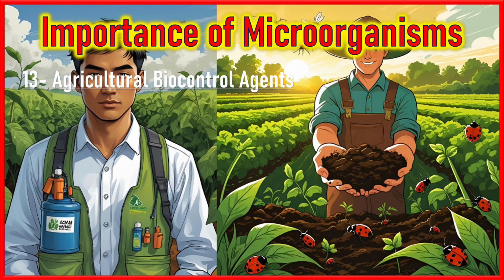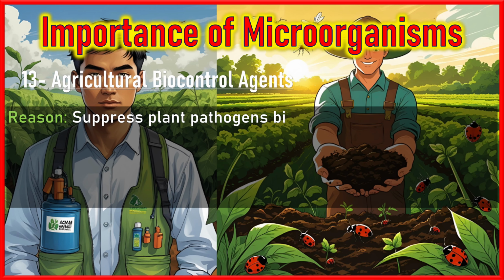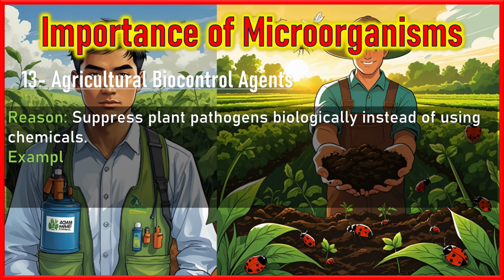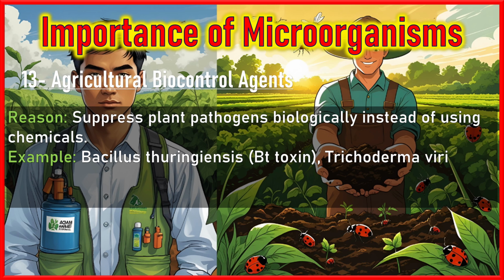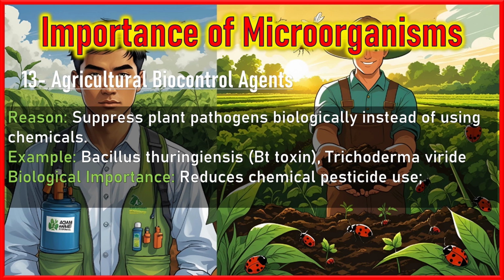The 13th importance includes agricultural biocontrol agents. Microorganisms act as agents to suppress plant pathogens. Pathogens, we know, are the organisms which cause harm or disease to the organism. Biologically, instead of using chemicals, we use microorganisms as controlling agents. For example, Bacillus thuringiensis, which is the famous Bt toxin, and Trichoderma viride are also used as biocontrol agents.